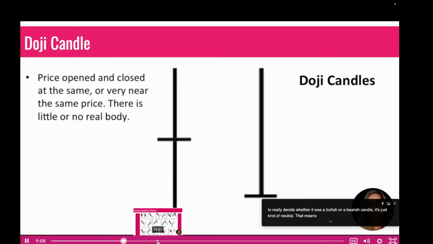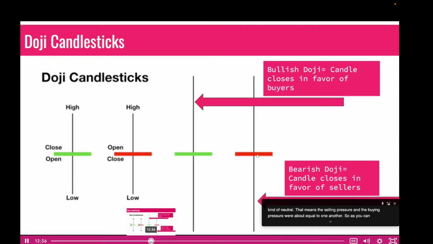That means the selling pressure and the buying pressure were about equal to one another. So if they printed back to back, that would tell me to go one way or another. This is why you would want to wait a couple more candles afterwards to identify who truly has control.